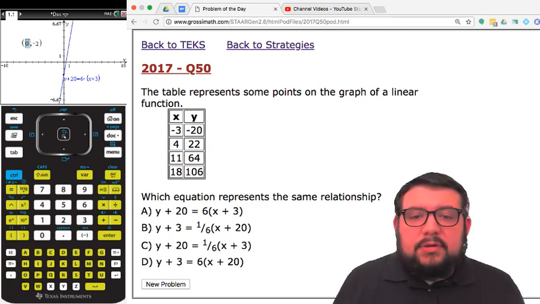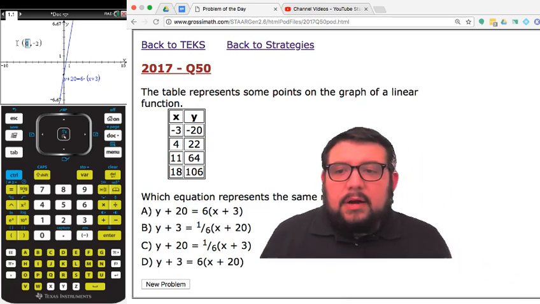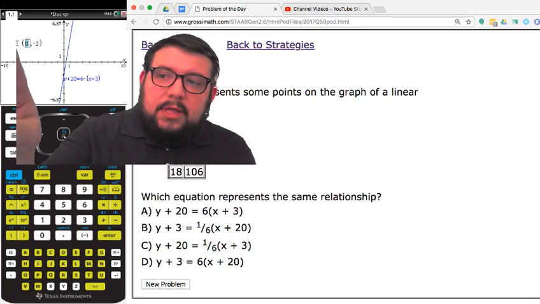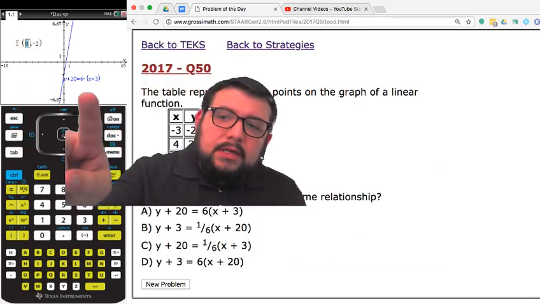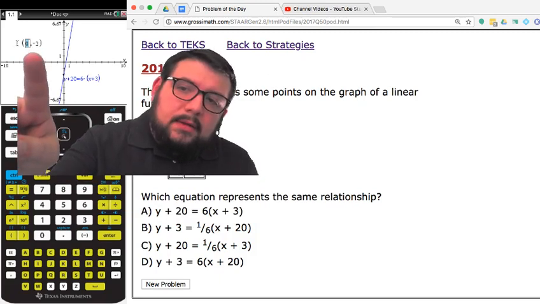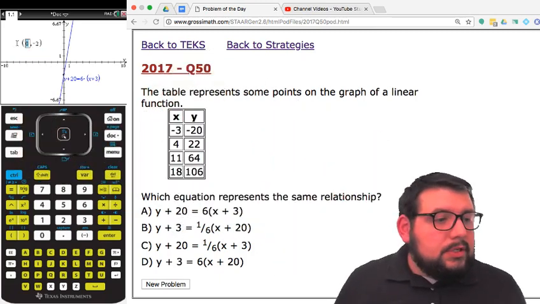I'm going to change that 0 because 0 is not on my table. I don't want the number 0. I want to put that -3 right there where that 0 is. And I want to see if the number -20 comes out as the y. Okay, so let's do that.